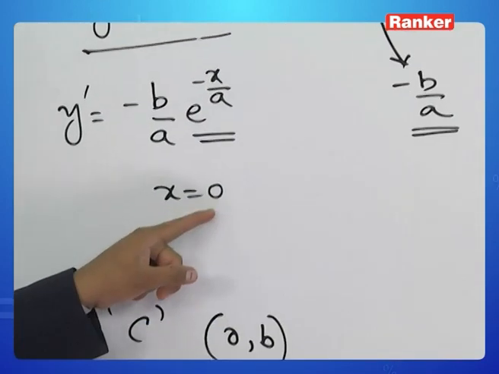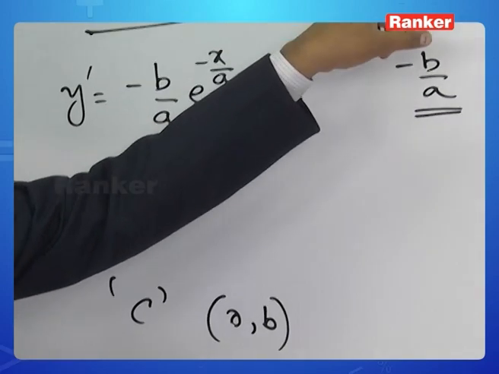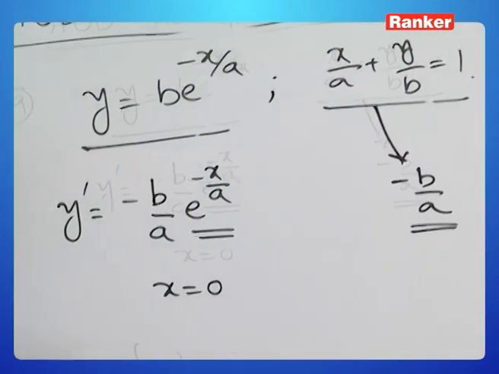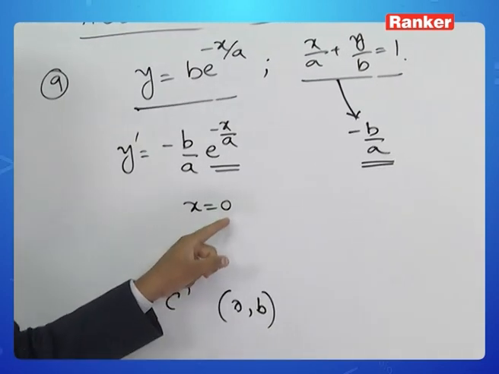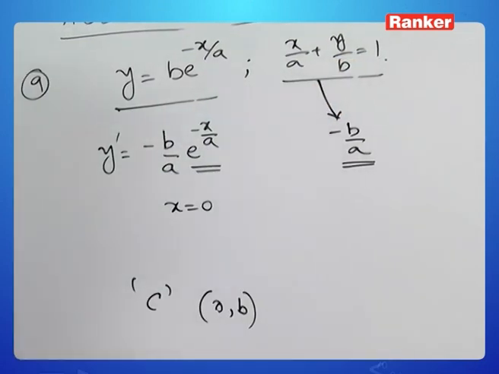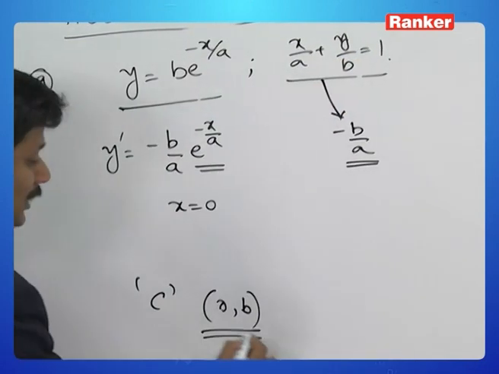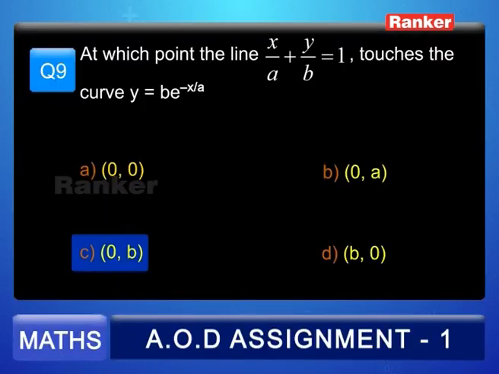So the x coordinate of the point should be 0, and putting x equal to 0, the y coordinate of the point is b. So the line is tangent to the curve at the point 0, b. Answer is option C.